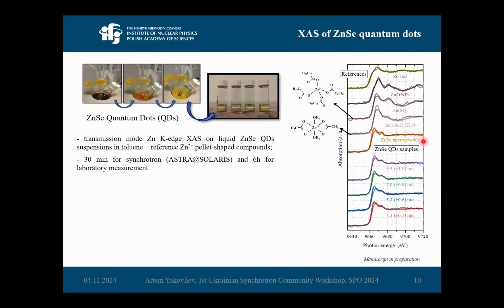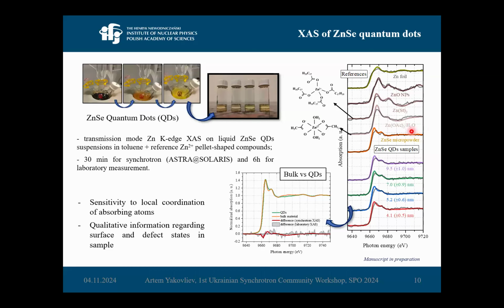And the last sample I will show of spectroscopy is zinc selenide quantum dots. So again, on the right here, the gray lines you can see are the laboratory data, and the colored lines are the data measured at the Astra beamline at Solaris. And you can again see the good accordance of laboratory data to the synchrotron data.